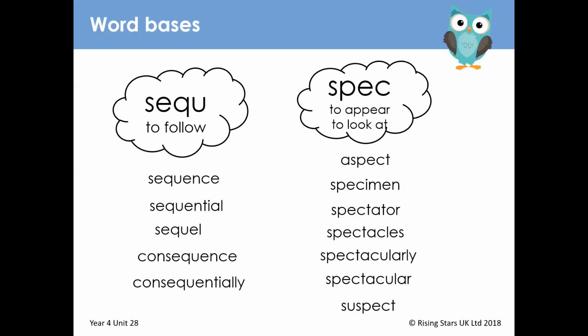Okay, so we can group these focus words into two parts. These ones that have the seq in them are all kind of words that mean to follow. So sequence, sequential, sequel, consequence, and consequently. These are all kind of following words. So for example, sequence is a following of numbers. Sequel, it's one book and then the next book would follow. A consequence, if you did something really good, what would follow would be your reward, your consequence.